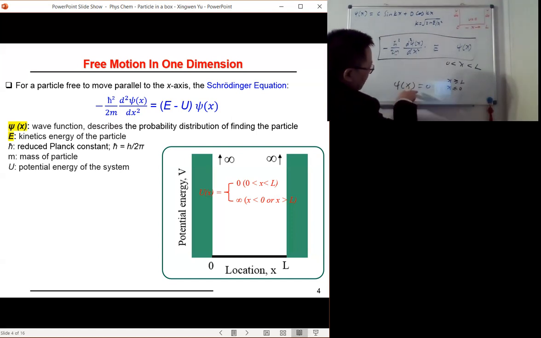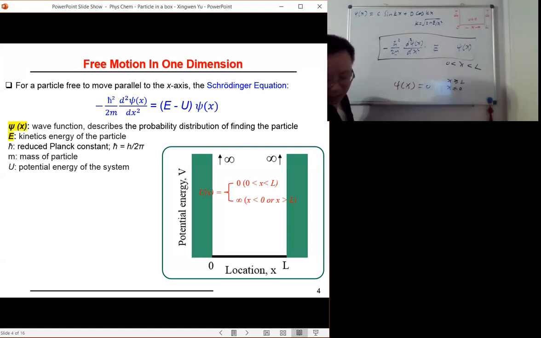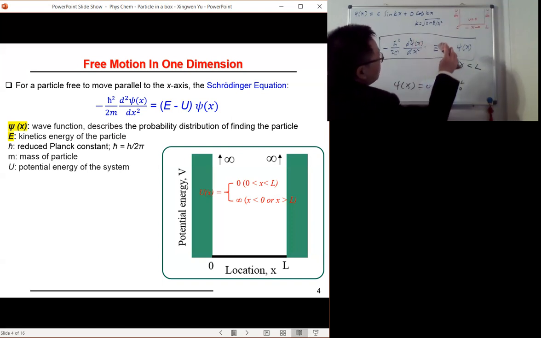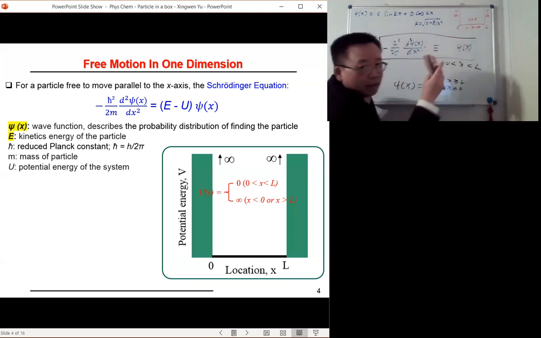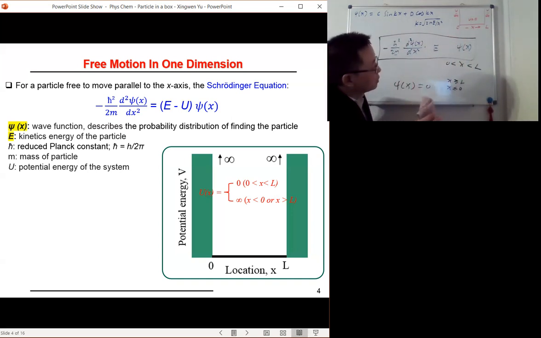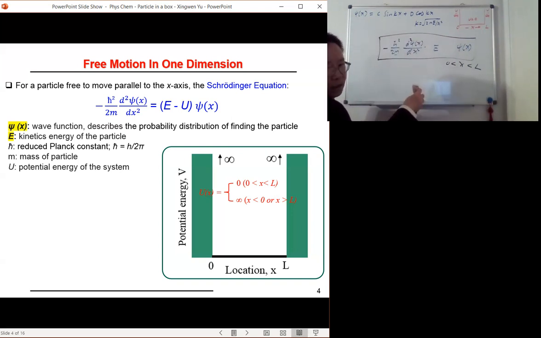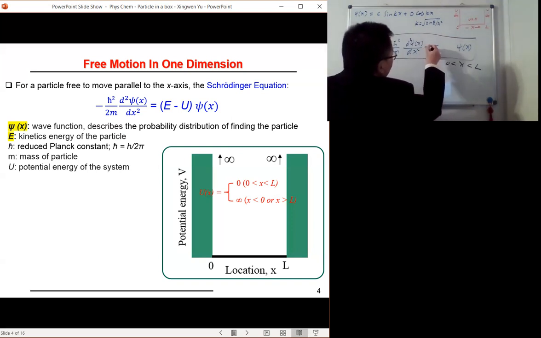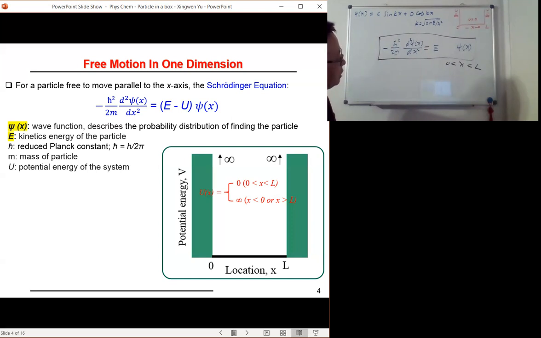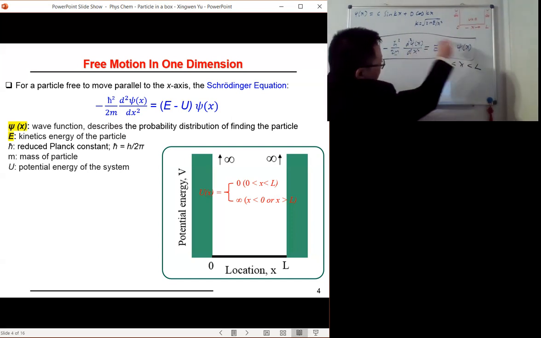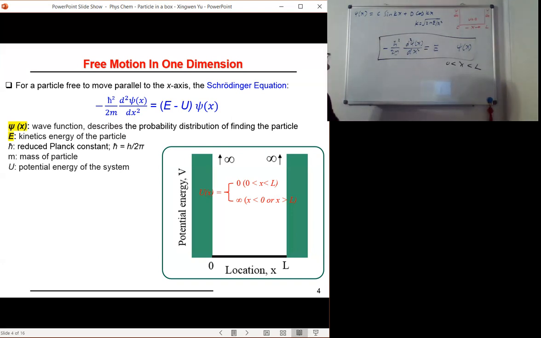So in this case, because the wave function is 0 outside the box, we are not interested in this. We are only interested in the part inside the box, because the particle only appears in the box. So outside the box, we don't need to consider it. We only need to consider when the particle is inside the box. The Schrodinger equation can be further simplified like this.